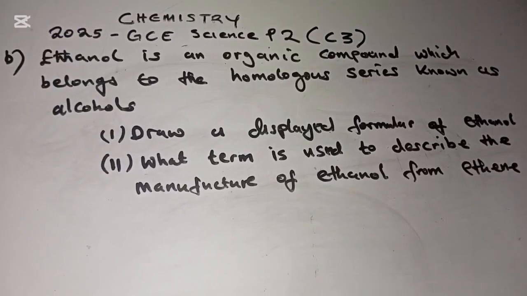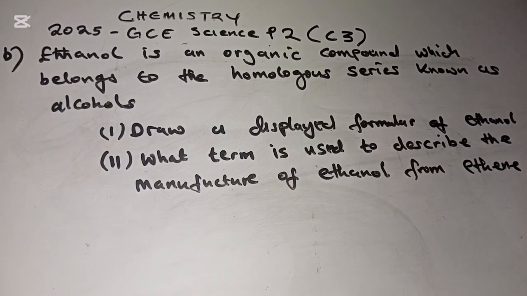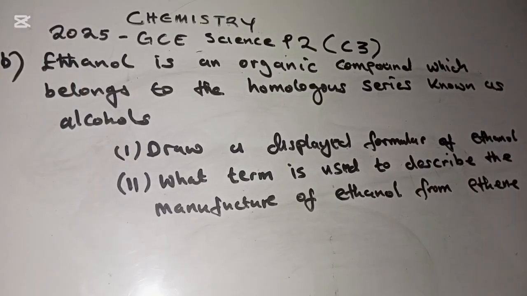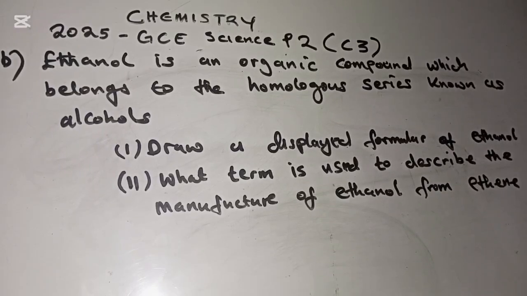Question B says, ethanol is an organic compound which belongs to the homologous series known as alcohols. Draw a displayed formula of ethanol. What term is used to describe the manufacture of ethanol from ethene? So, manufacturing ethanol from ethene. A displayed formula is also called a structural formula.